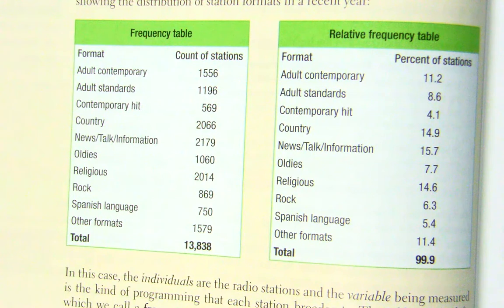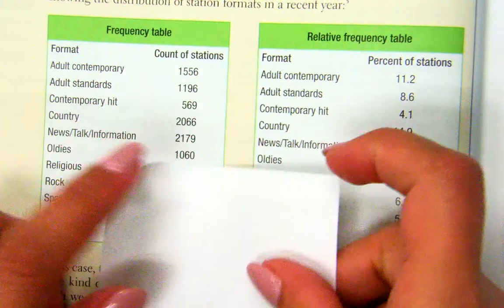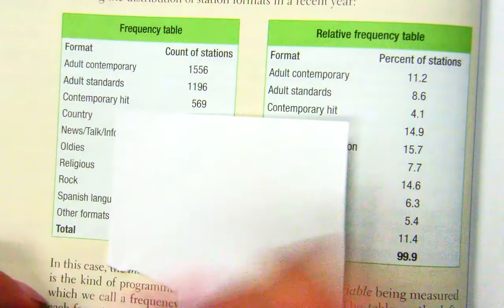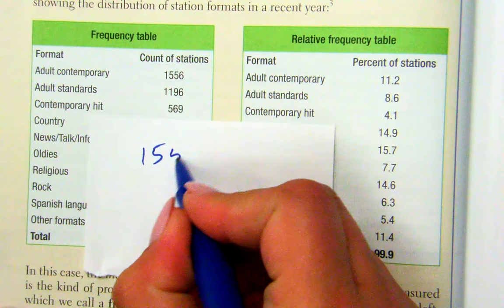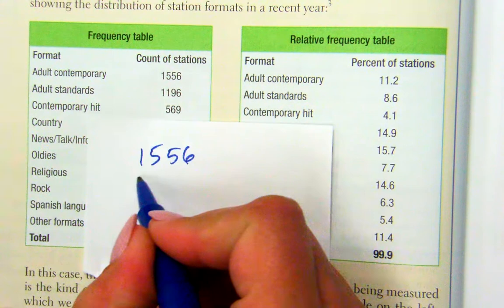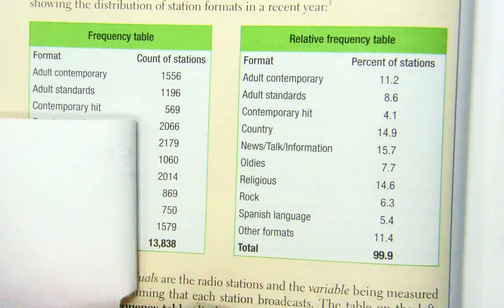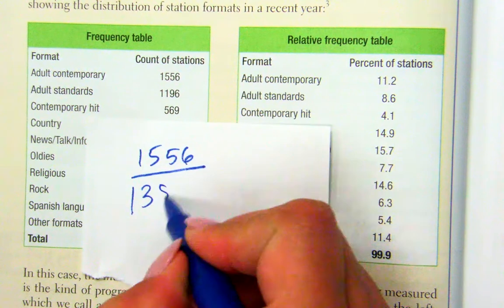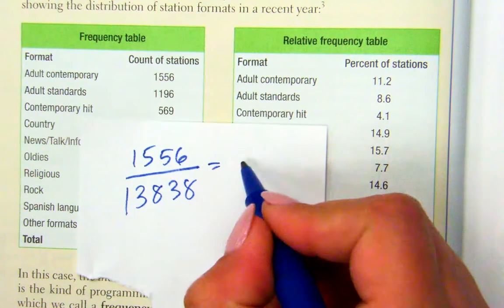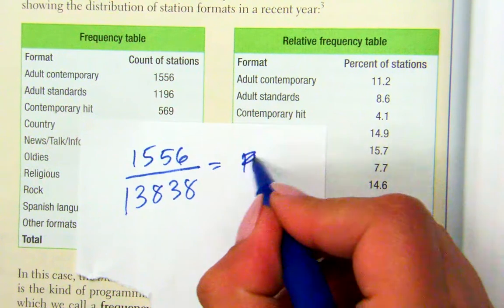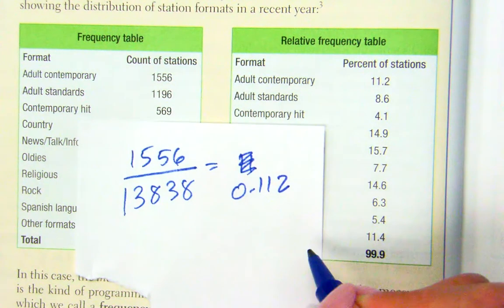So let me take this out really quickly. So they got 11.2. We'll do the work really quickly if you're not familiar, by just dividing. So 1,556 of these stations out of how many total? 13,838. Out of 13,838, if you take the top number divided by the bottom number, you should get 0.112 something something something.